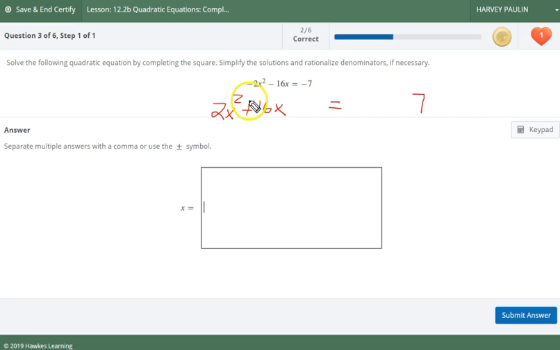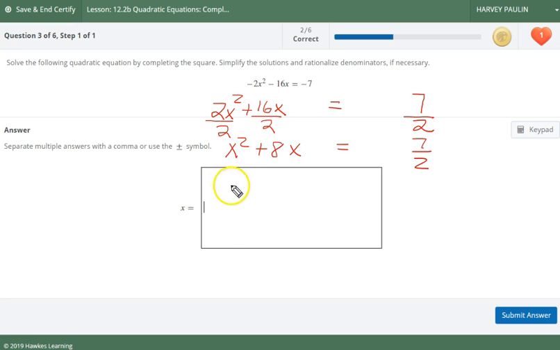Now, according to our recipe for completing the square, we have to divide everything so that we get x squared all by itself here. So this is divided by 2, divided by 2, divided by 2. So this now is x squared plus 8x equals 7/2.